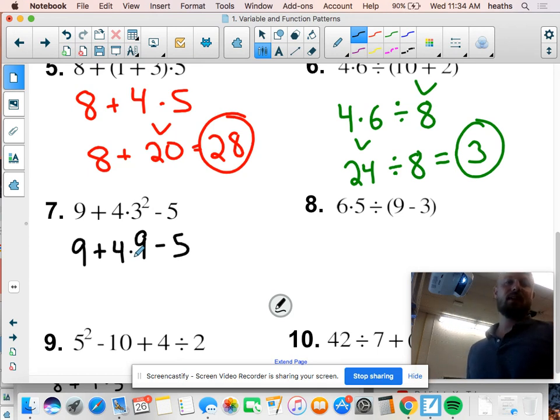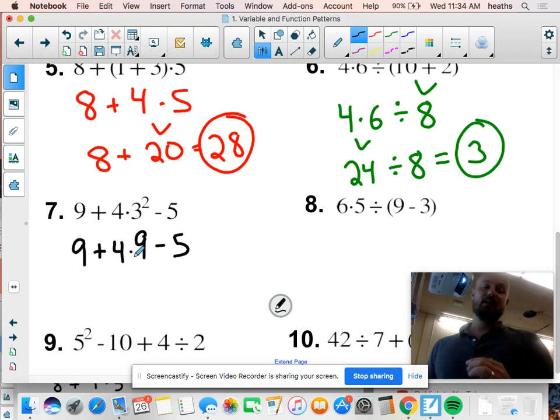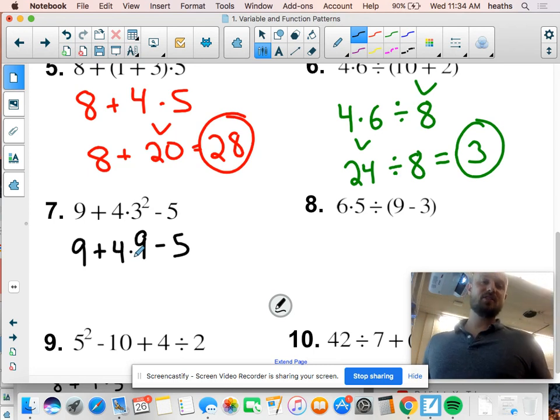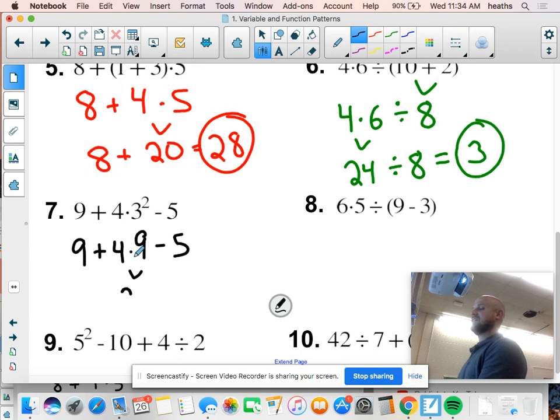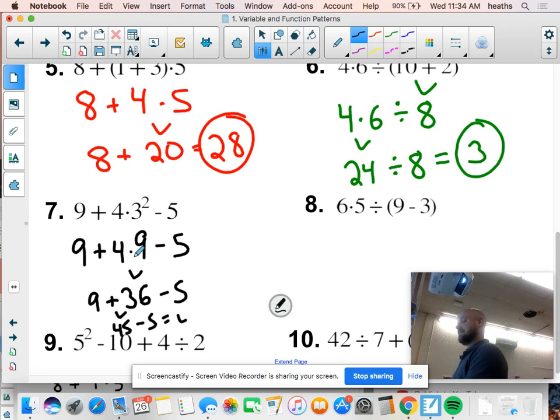So we're left with adding, multiplying, and subtracting. Okay, the next step in our order of operations is to look for multiplication and division. And here I notice we have multiplication. 4 times 9 is going to give us 36. 9 plus 36 minus 5. 9 plus 36 is 45. 45 minus 5 gives us a final answer of 40.